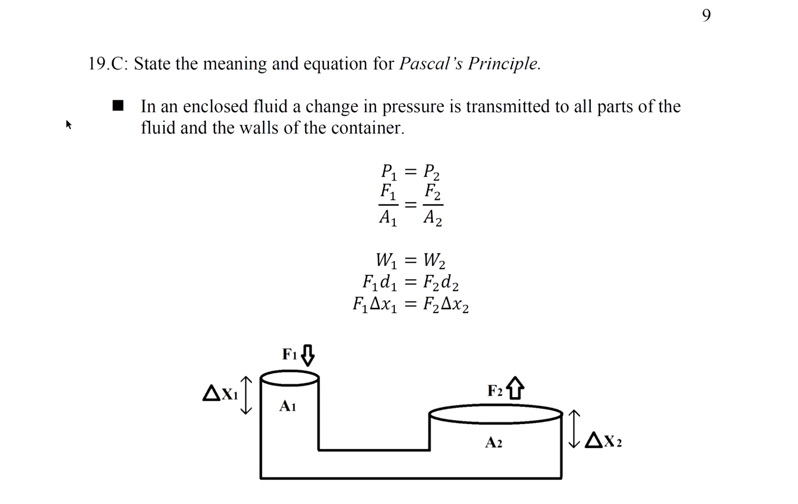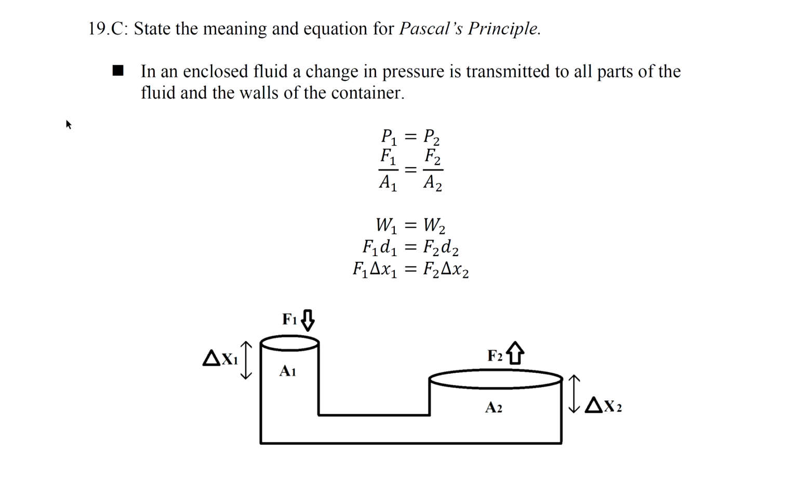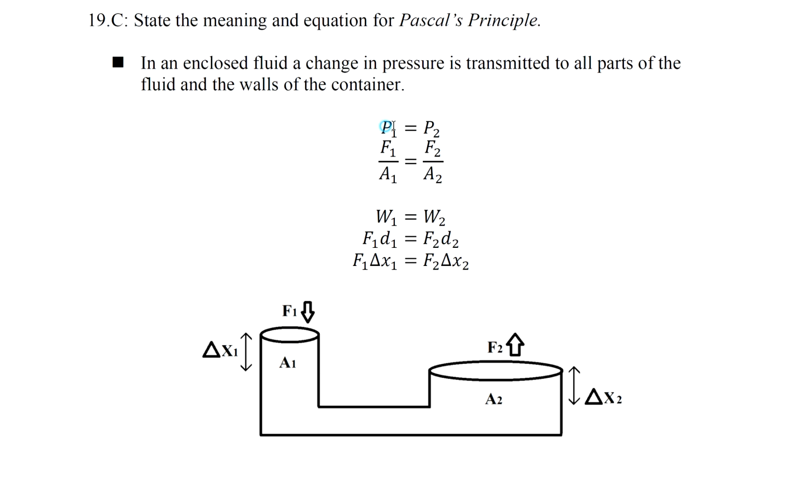Question 19, state the meaning and equation for Pascal's principle. When a fluid is enclosed, a change in pressure is transmitted to all parts of the fluid and the walls of the container. So take a look at this image here. Pressure 1 equals pressure 2. Pressure is force per unit area. Work done on object or area 1 is equal to work done on 2. Work is F d.